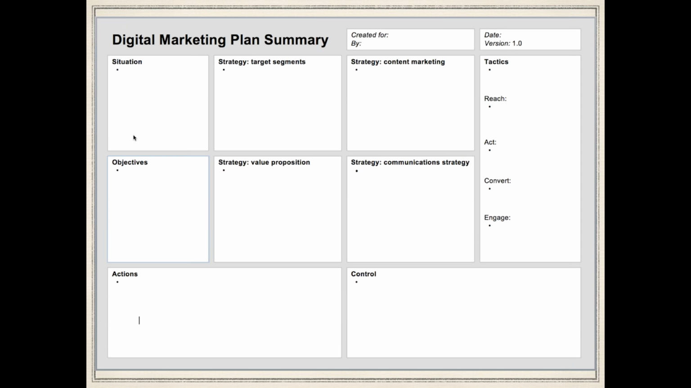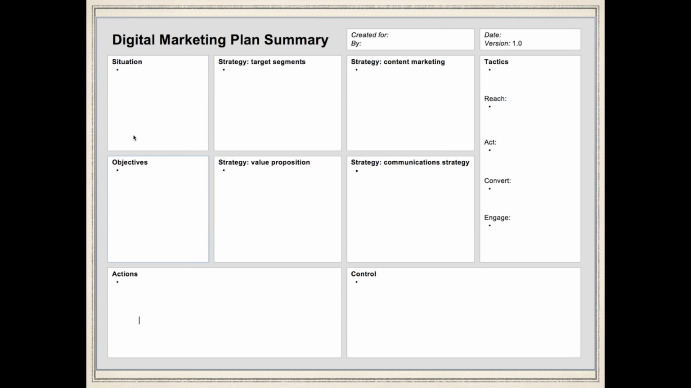And then your next strategy is your content marketing. Content marketing is, what are we going to present to them? What type of content are we going to present to them in our marketing strategy? And then the communication strategy is, what distribution channels are we going to go through to deliver this content to them?